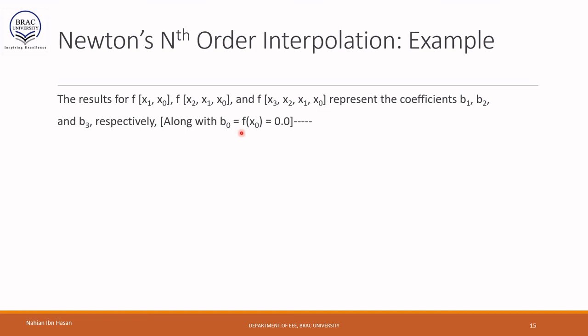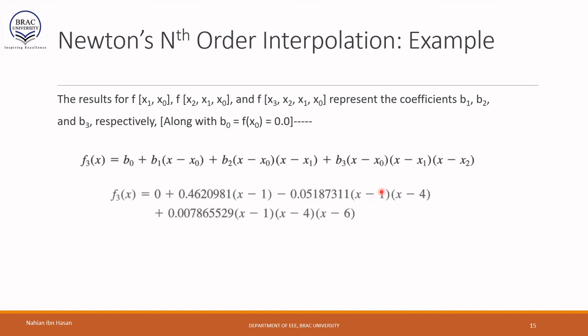So we can easily equate these values to b0, b1, b2, b3. Once we determine these coefficients, we can easily substitute these terms. b0 is equal to f of x0, b1 is equal to f of x1, x0, b2 is equal to f of x2, x1, x0. So these are all the first terms in each column. These function values are the first terms in each column, and these are the coefficients.